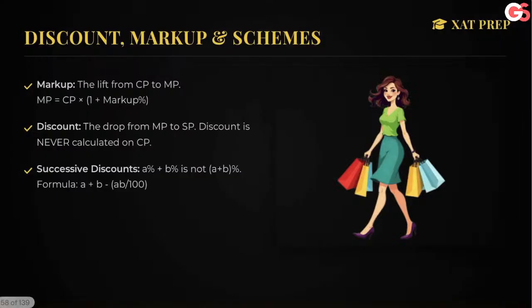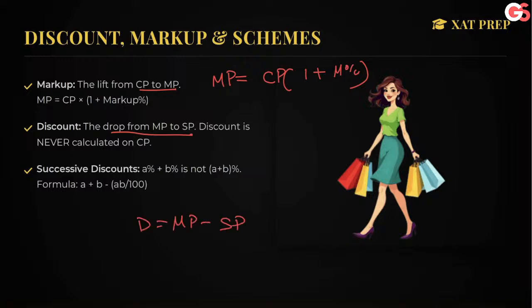So discount, markup and schemes. Markup is the lift from CP to MP. So mark price is always cost price multiplied by 1 plus markup percentage. All right, that is the mark price. I'll write it MP, CP. Discount is the drop from MP to SP. So basically discount is mark price minus the selling price. And discount is never calculated on CP. It's calculated on MP. So this is the value of discount percentage. Is that clear?